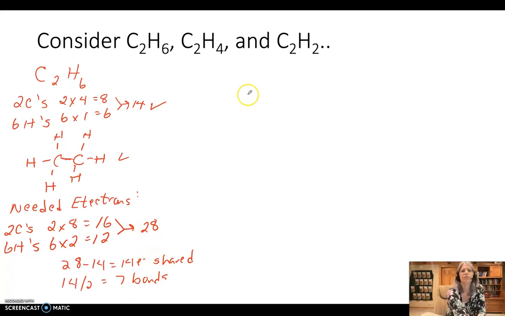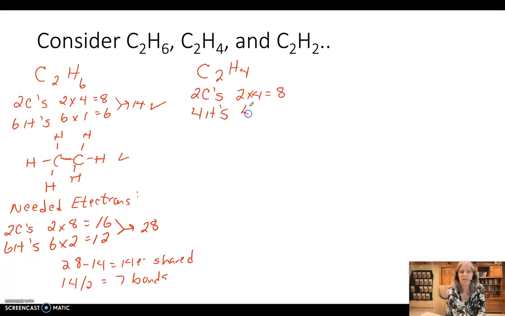Okay, so now when we move to the next structure, C2H4, what's different about this one? Well, it looks like we have fewer atoms and fewer valence electrons. But again, we can go through the same process. There are 2 carbons, and they're in group 4, so we have 2 times 4 is equal to 8 valence electrons. There are 4 hydrogens.